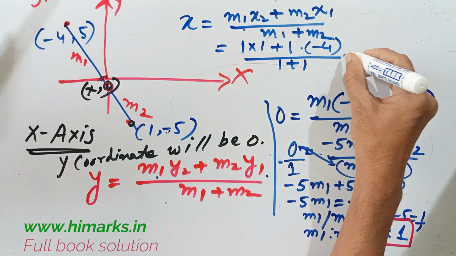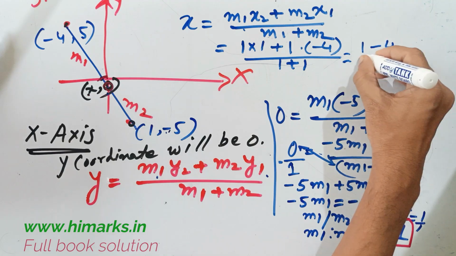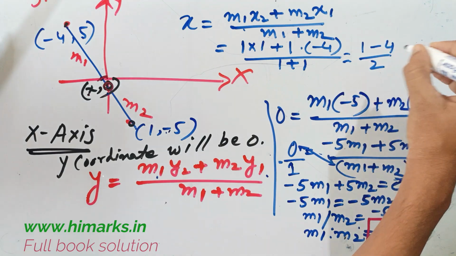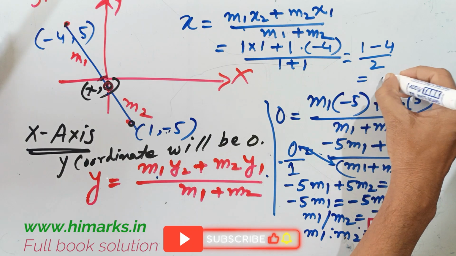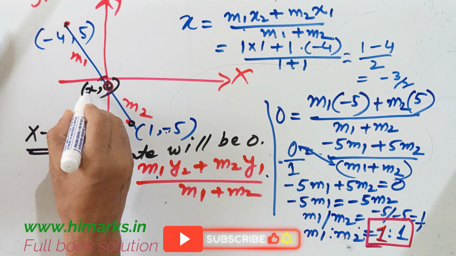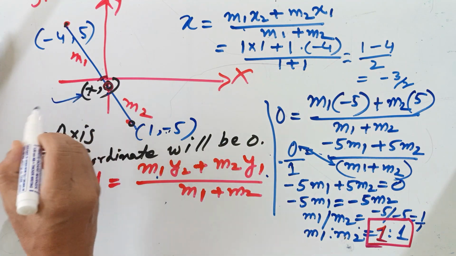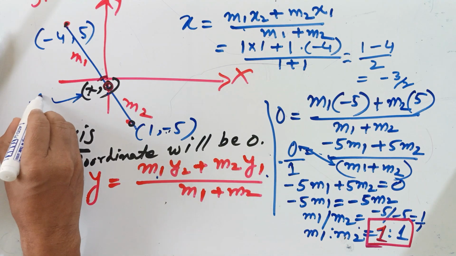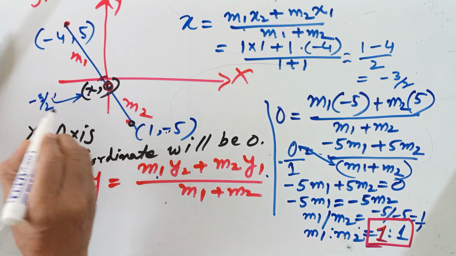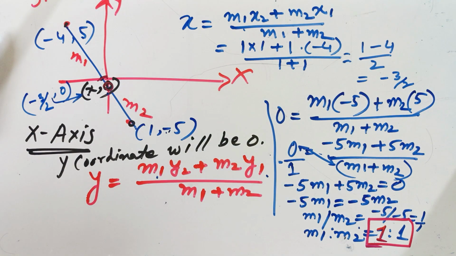Okay, so continue the calculation. So 1 and here it is minus 4, by 2. So this became minus 3 by 2. So the value of x became minus 3 by 2 and the other coordinate is 0. So this is the point of intersection.